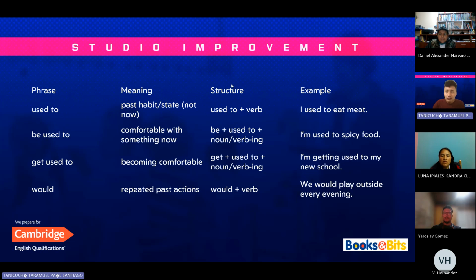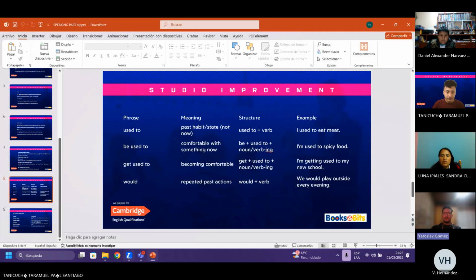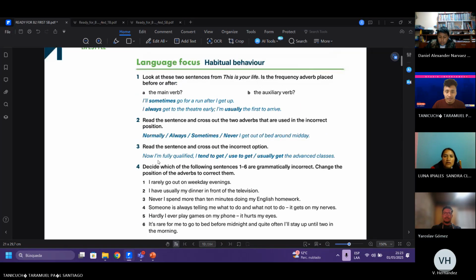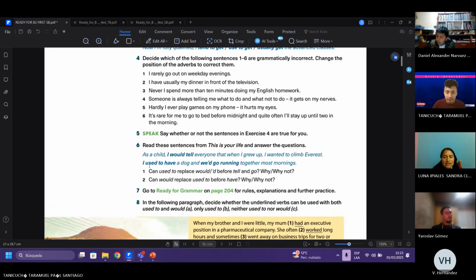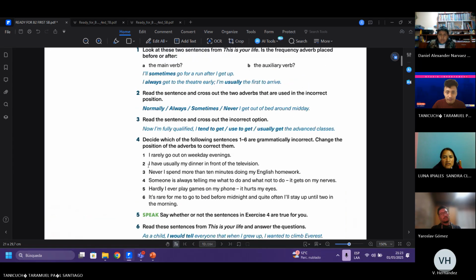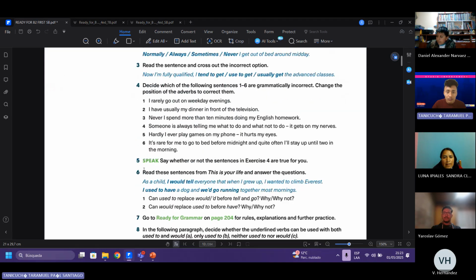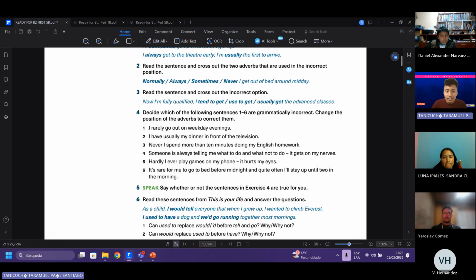Is there any question until this part? I think no. No? Okay. Everything is clear. So let's move on to this part. Question number 4. You are going to read all of these 6 sentences, and some of them are grammatically incorrect. Okay? You have to decide which one is correct or which one is wrong. Okay? Please read all of these sentences.